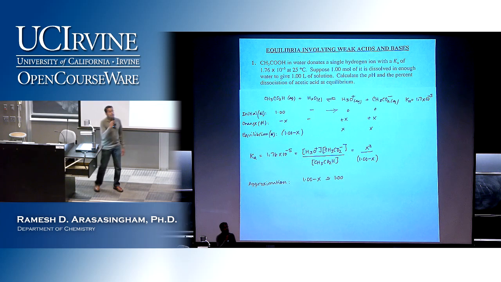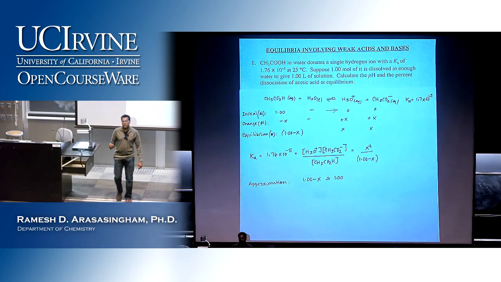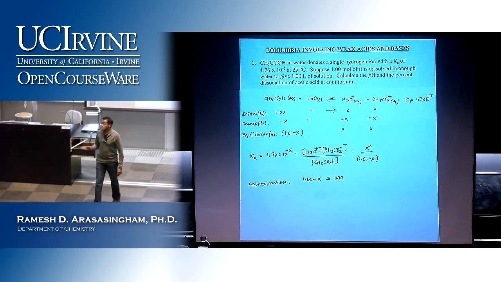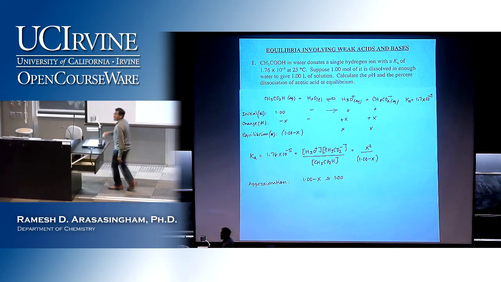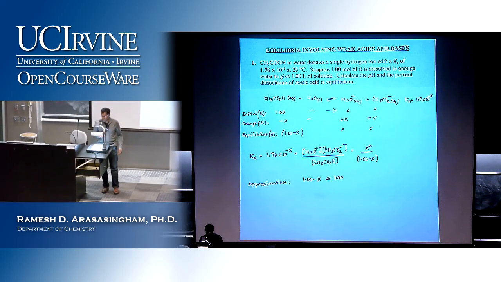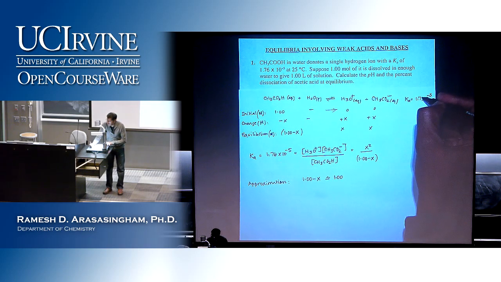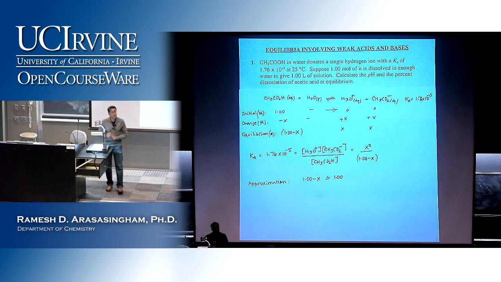So we're keeping track of the concentrations of all the species in solution. And we know that we're looking at the acid dissociation constant, Ka, which is 1.76 times 10 to the negative 5.